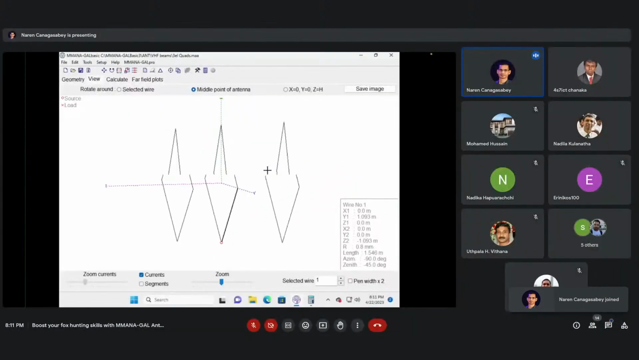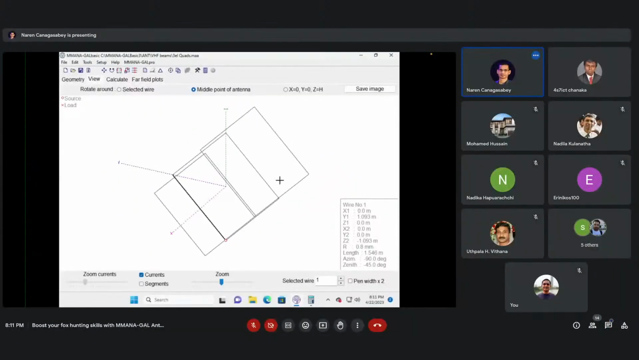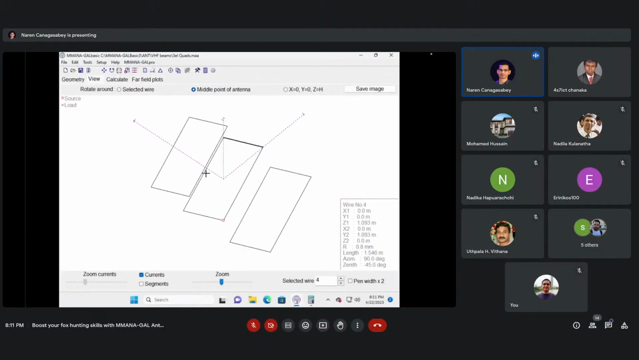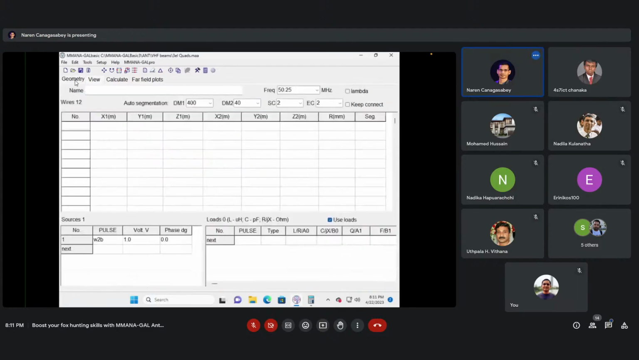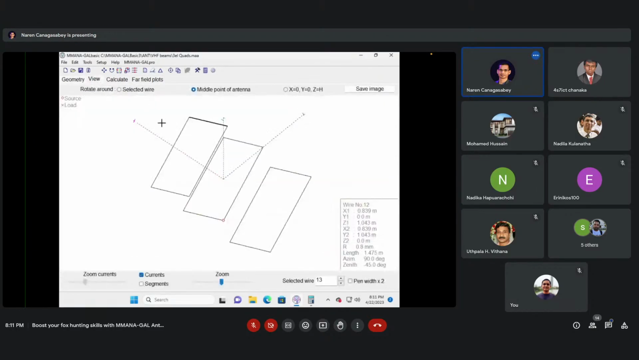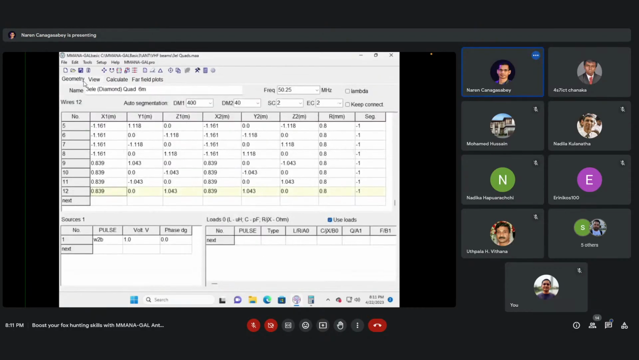Right. So here we can see a cubical quad. Each of these elements is different. You have to plug in these elements separately. So you can see there's a total of 12 wires. A bit complicated to model, but a fantastic antenna.